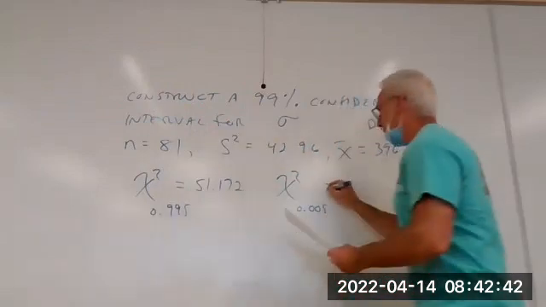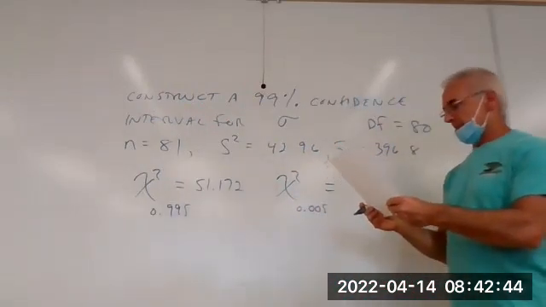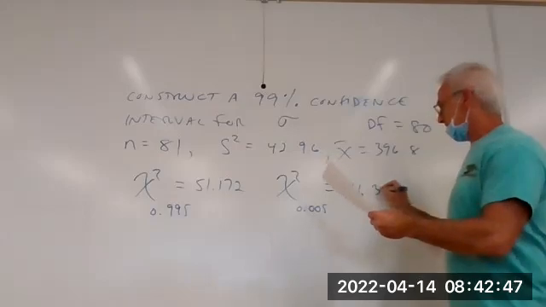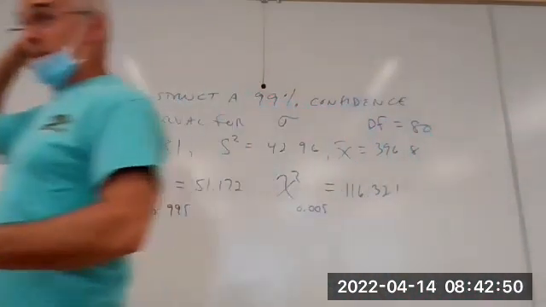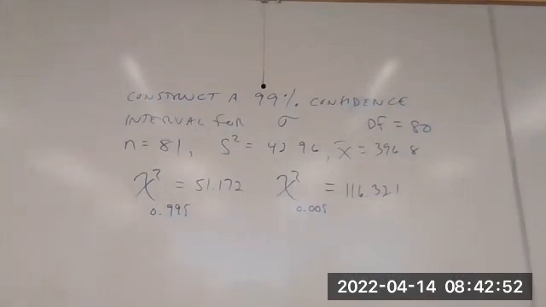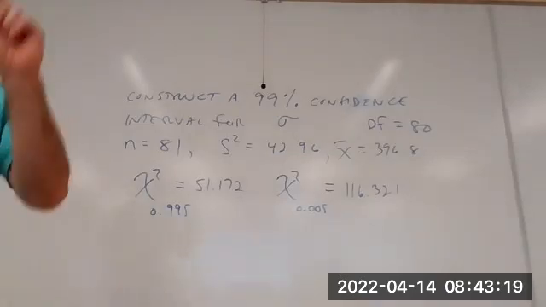What is the chi-square for 0.005? 116. Yeah, just look at the other end of the table. Okay, find your row, 80 degrees of freedom. And this column, the outermost column. Remember, you're not calculating, you're just looking them up. Today is all about where do I find it? What's the right one to look up? There's no calculation involved. I just got to look at the right one.